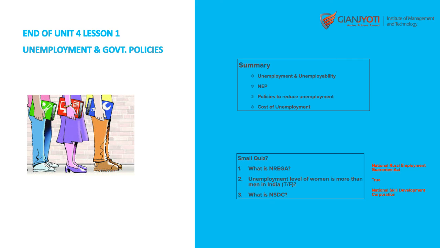NREGA is the National Rural Employment Guarantee Act, which came in 2005 under the Congress rule under Dr. Manmohan Singh's prime ministership. Unemployment level of women is more than men in India. True or false? It is true. What is NSDC? NSDC is National Skill Development Corporation.